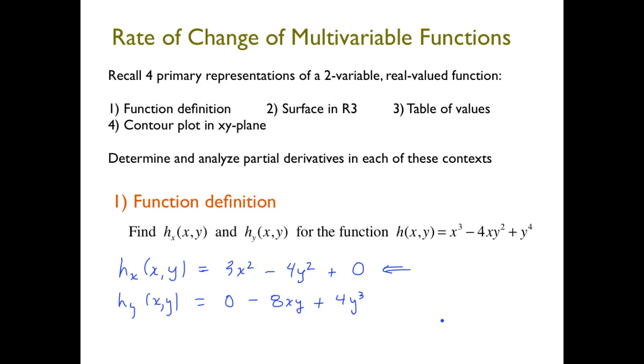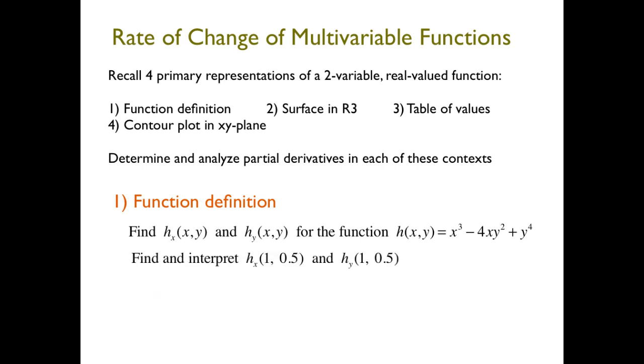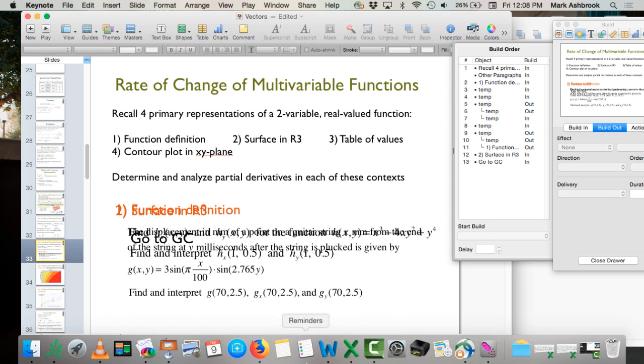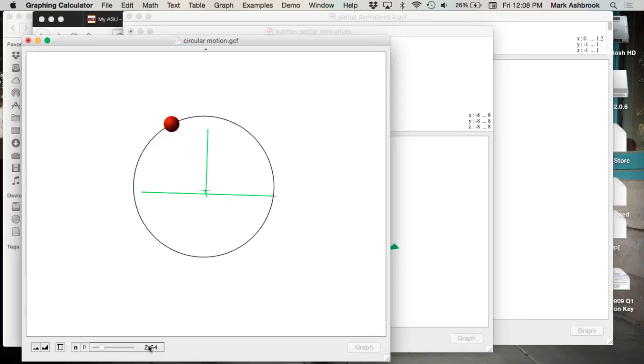All right, so let's practice here a little bit. So you've got those written down. So find h sub x of 1, 0.5 and h sub y. Hold on a sec. All right, before we do that, don't do that yet. Let's put that on hold, and let's talk about looking at a surface in R3. We'll use it to predict.